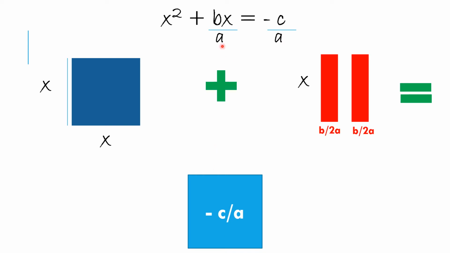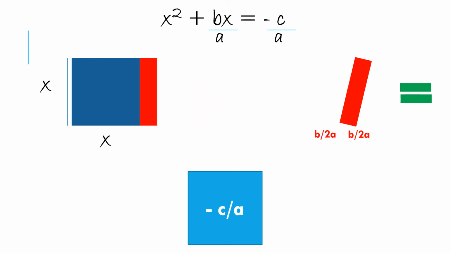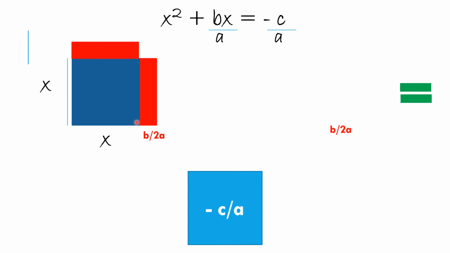Now let us divide this rectangle into two equal parts, that is b upon 2a and b upon 2a, and arrange this rectangle over the square. After the arrangement, you are able to see there is a small space unoccupied, which is nothing but the area of a square whose length is b upon 2a and whose breadth is also b upon 2a. So the area of this square will be equal to b upon 2a whole square.